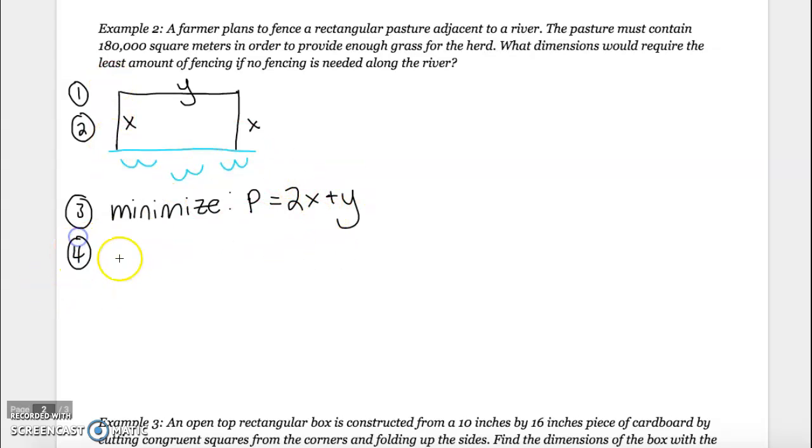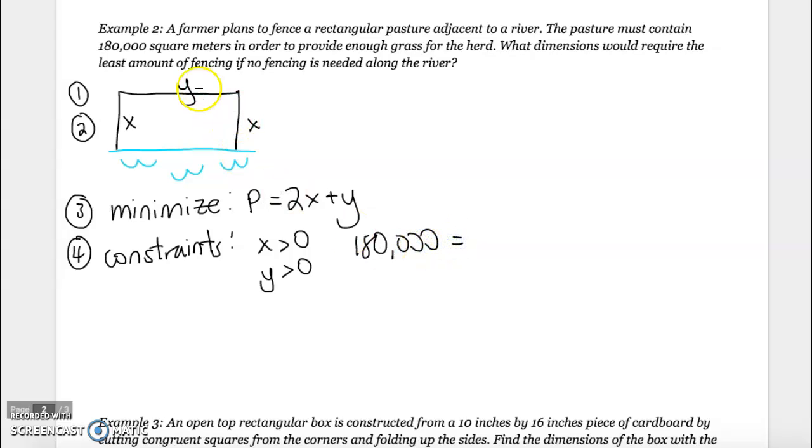Step 4 is to write out our constraints. Again, I think x and y both have to be positive because you can't have negative fencing. But we also have some more information: our pasture must contain 180,000 square meters in order to provide enough grass for the herd. So the area has to be 180,000 square meters. So 180,000 has to equal area, and area of this would be x times y. So this is my constraint equation.